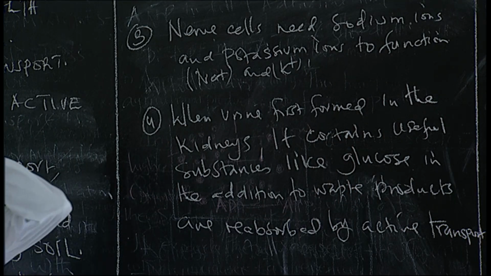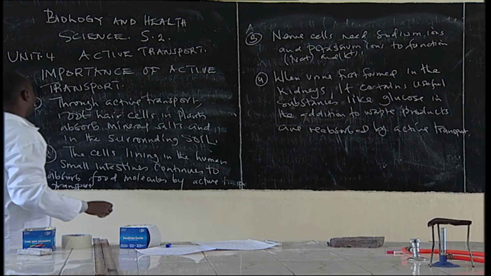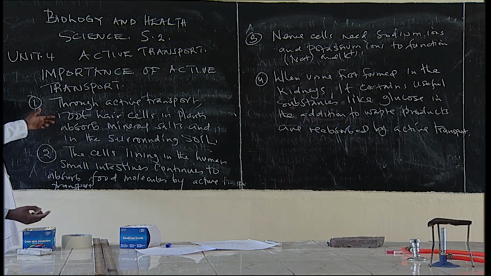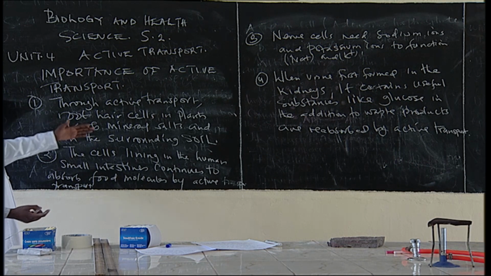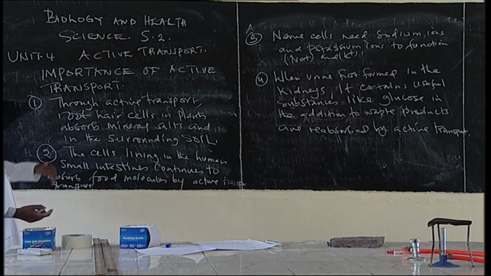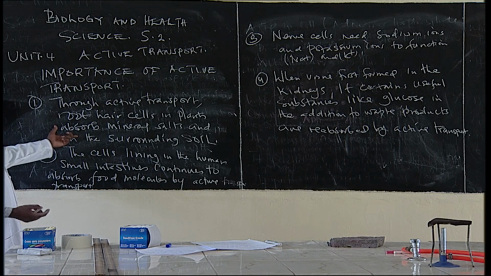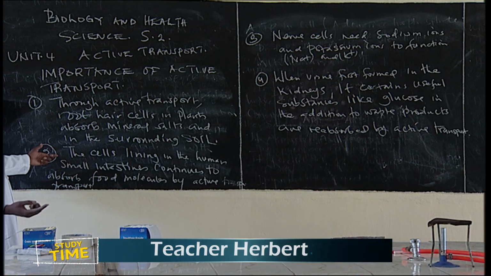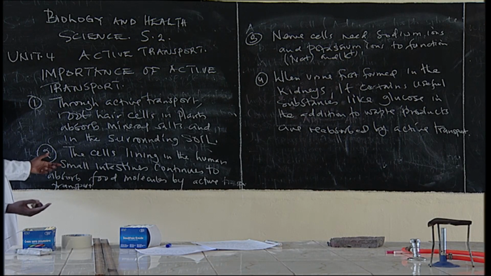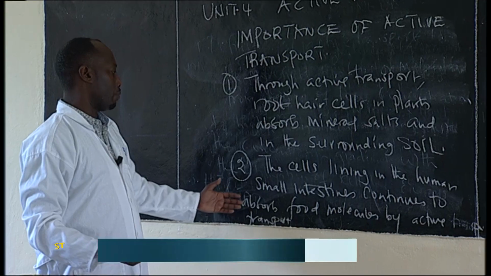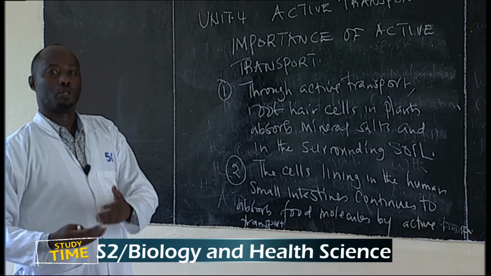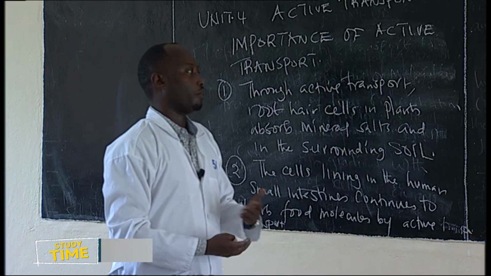So it means that these are the number of importances. Let's go through these importances. I said number 1, active transport is very important for the root hair cells in plants to absorb mineral salts in the surrounding soil. What are those mineral salts I'm talking about? An example is magnesium, which is very important in photosynthesis. Number 2, the cells lining the human small intestines continue to absorb food molecules by active transport. Some of the food molecules can only be absorbed in the small intestines with the help of active transport.